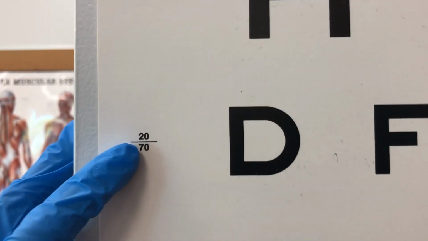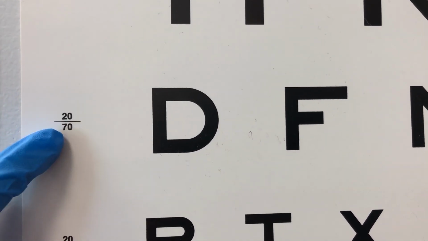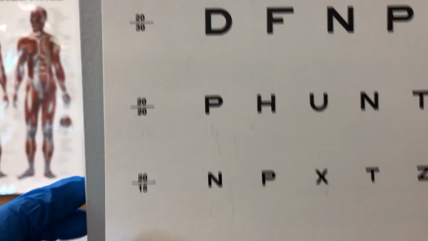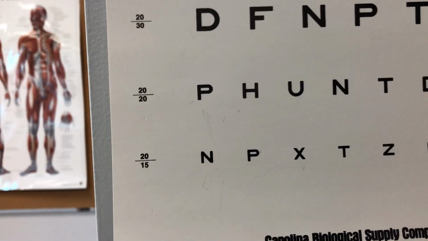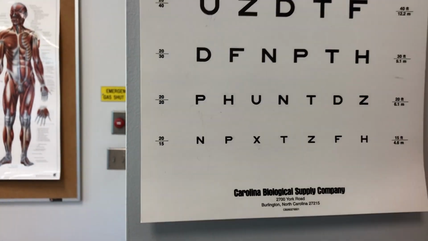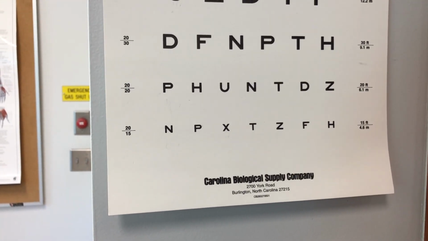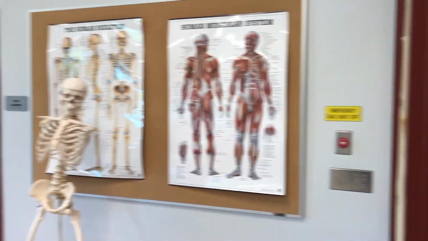Likewise, 20/70, if this was the smallest line you could read, that means you could see at 20 feet what the normal emmetropic eye could see at 70 feet. And if you have very good vision, some charts actually go down to 20/10, this one does not. But if you had a line that was 20/10 and you were able to read it, that means you can see at 20 feet what the normal emmetropic eye would see at 10 feet. So that's how the eye chart works, and that is the visual acuity test. Next, we're going to talk about the astigmatism test.